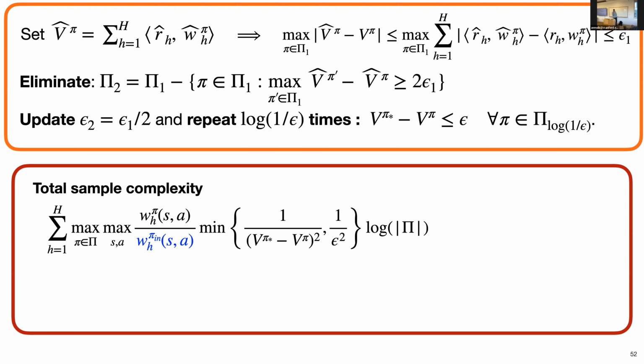And so the final sampling complexity, when you add it up, scales like this. Where now, in the denominator, you have not the individual gaps of the states and actions, but actually the difference in the value functions themselves.